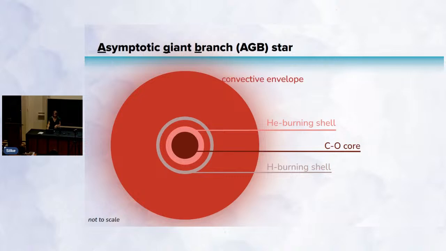Then the remainder of these AGB stars is basically a very huge convective envelope. And I say huge because actually this inner part of the AGB star is only a tiny fraction of the total volume. It's about 1% of the size, although it contains about half of the mass. So this means that AGB stars are really puffed up stars. Compared to the rest of the star, it's quite a heavy core, but tiny, and then the rest of the envelope is very loosely bound.